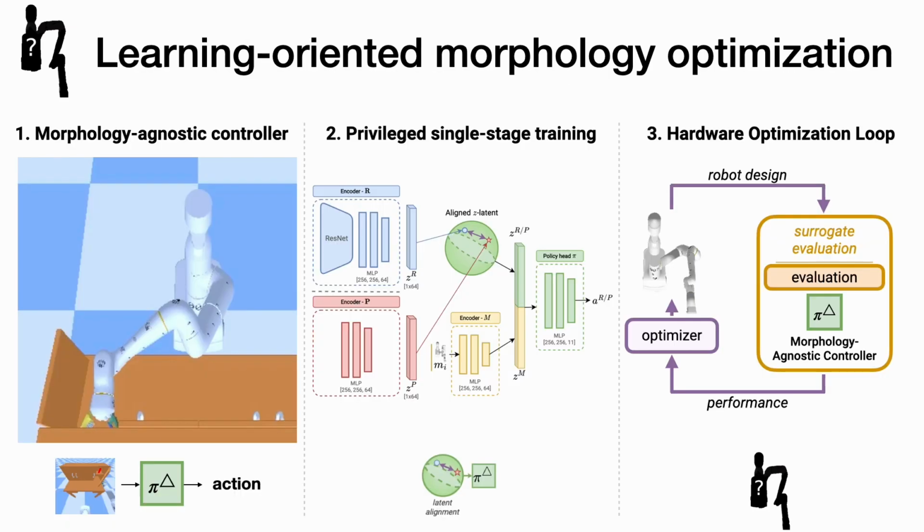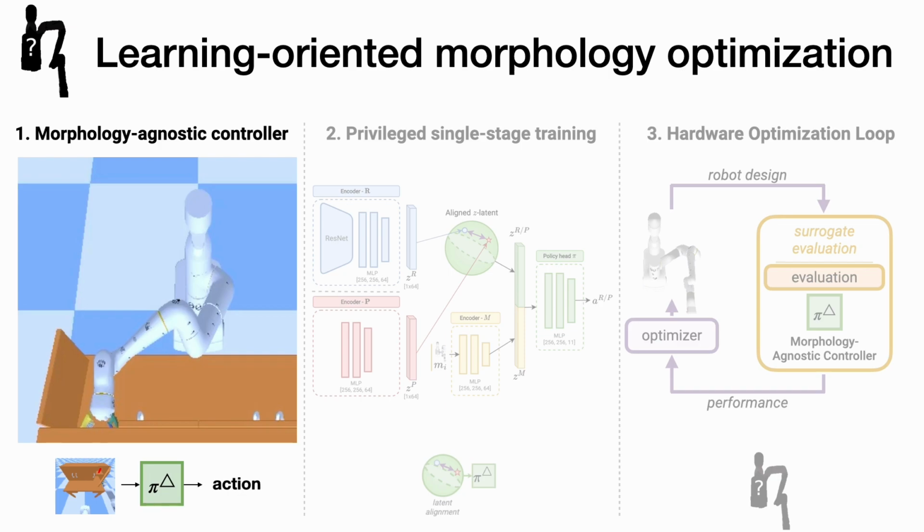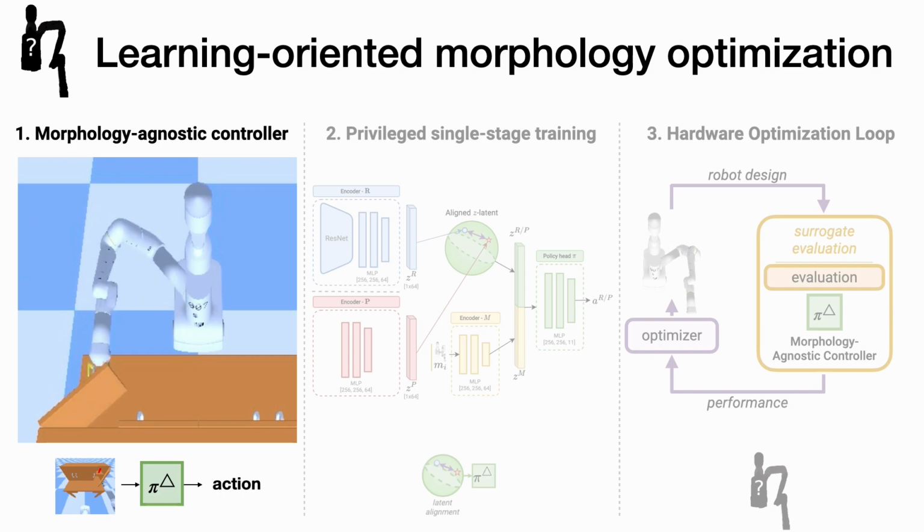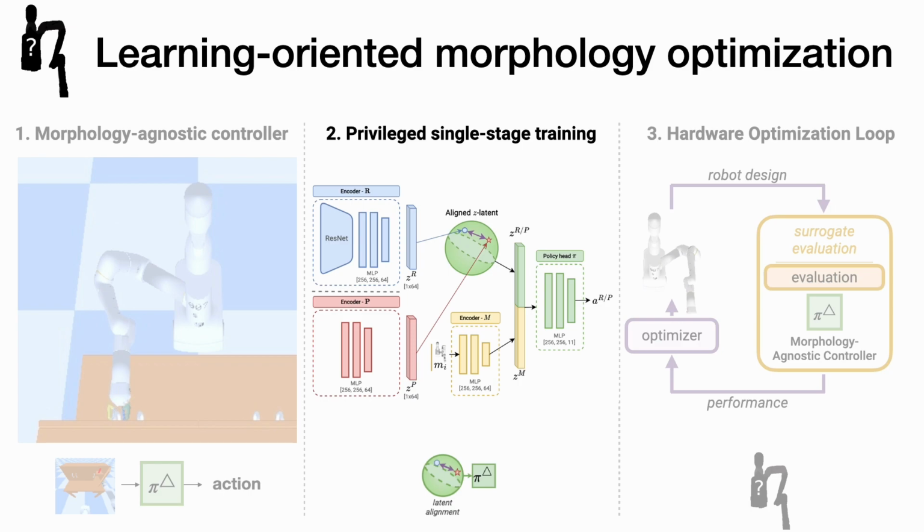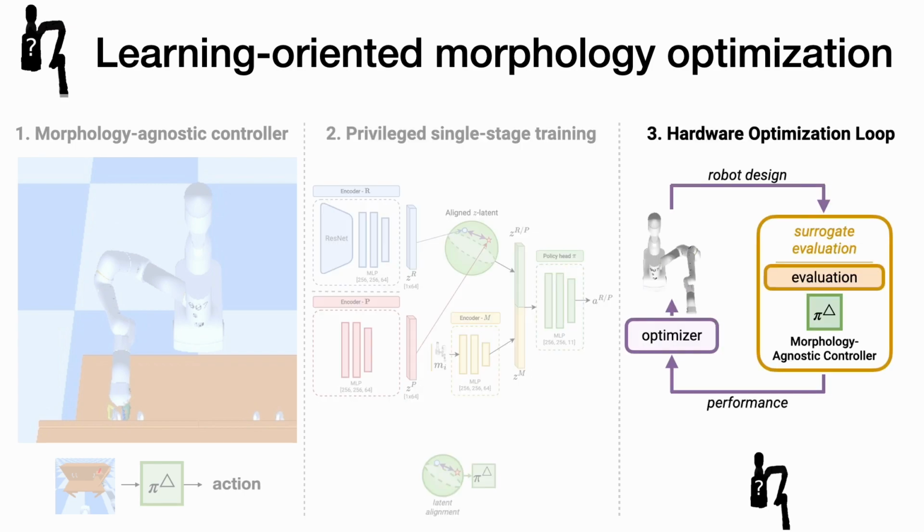To address this challenge of robot design optimization for vision-based manipulation, we present a learning-oriented morphology optimization framework. Our key idea is to develop a morphology-agnostic controller that is capable of controlling a range of morphologies using onboard visual observations. The controller is trained using a privileged single-stage learning via alignment formulation, which unifies the typical two-stage learning of teacher and student into a single stage. Once the morphology-agnostic controller is learned, we optimize robot design parameters using a sampling-based optimizer, and morphology-agnostic controller performance as a surrogate measure, greatly reducing the cost of traditional two-loop design optimization.